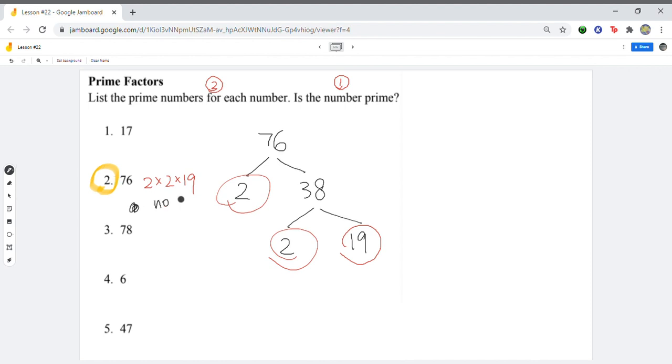If it was a prime number, its factors would only consist of 1 and the number itself, but that's not the case for this one, so it's going to be no. And that's it for today.